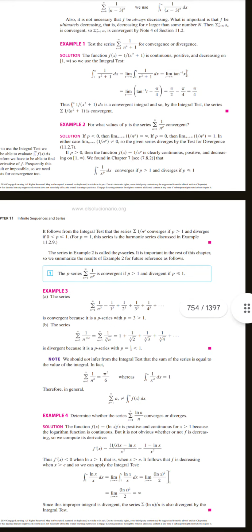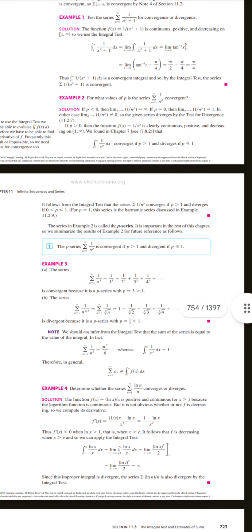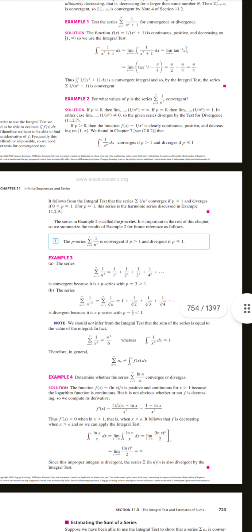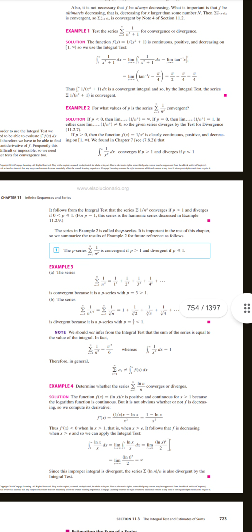Example 2. For what values of P is the series the sum from n equals 1 to infinity of 1 over n to the power P convergent?